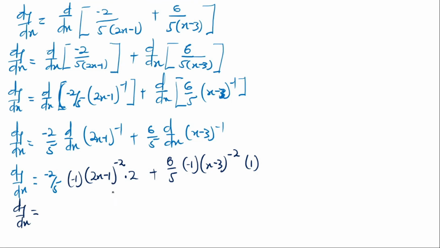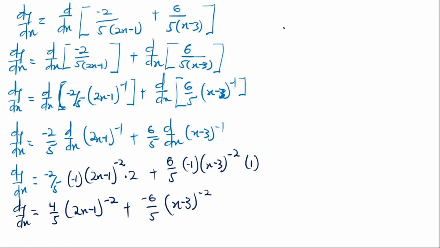So if we multiply 2 by -1, we get -2. So -2 multiplied by 2/5, we get +4/5 multiplied by (2x - 1) raised to the power -2. Then plus 1 multiplied by -1 is -1, multiplied by 6/5 is -6/5. So we have -6/5, then (x - 3) raised to the power -2.